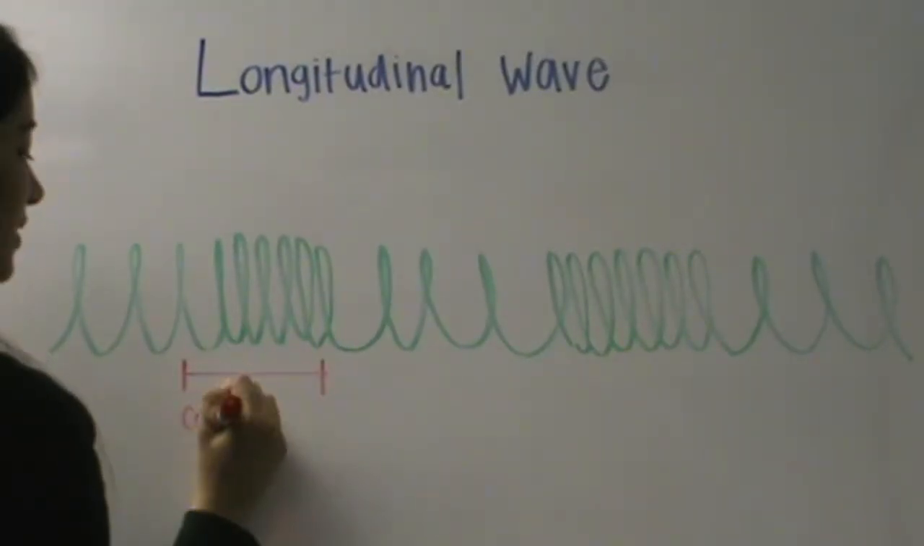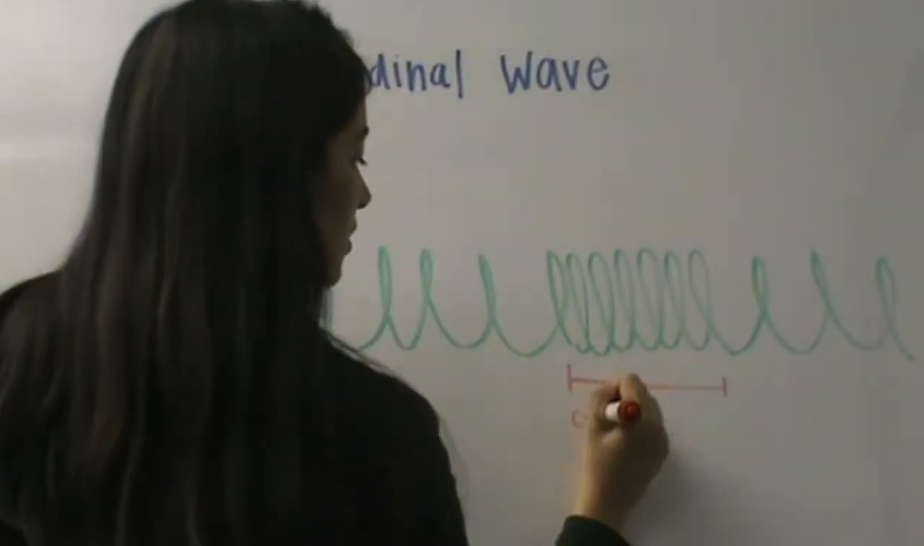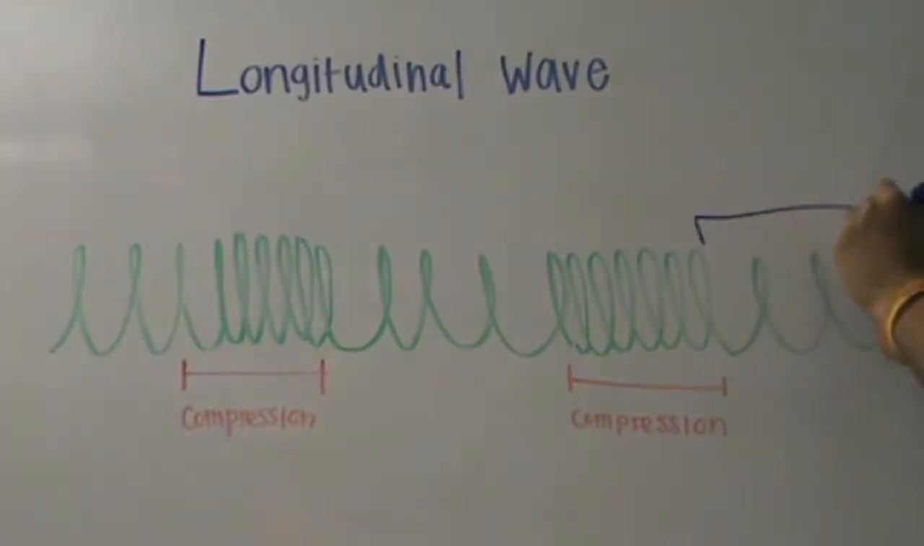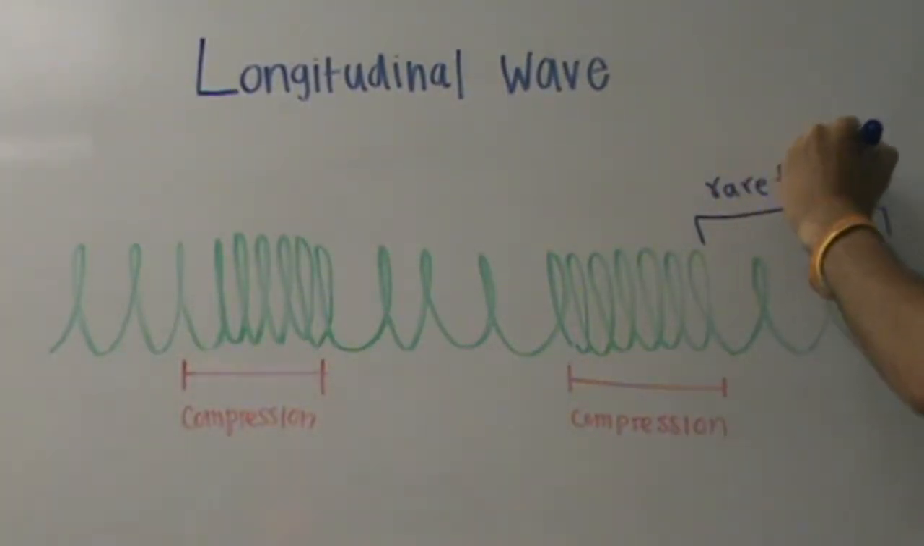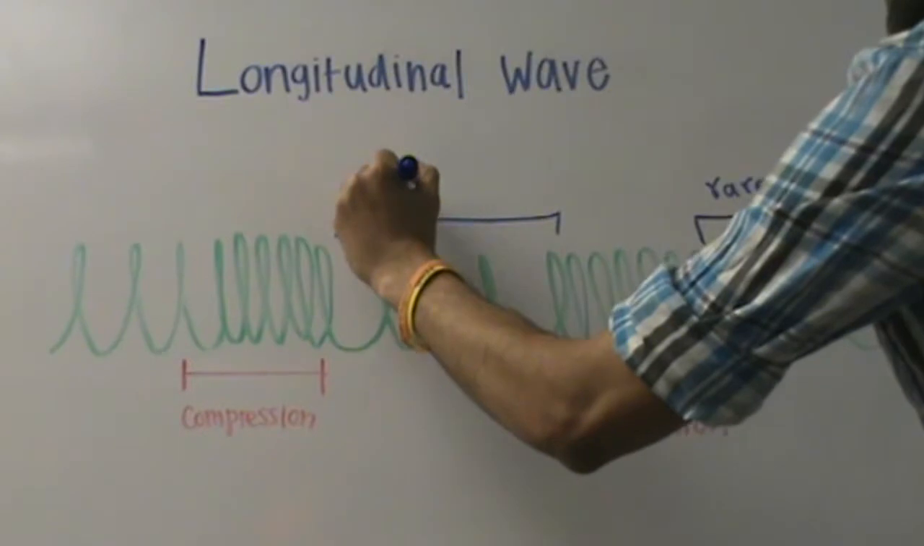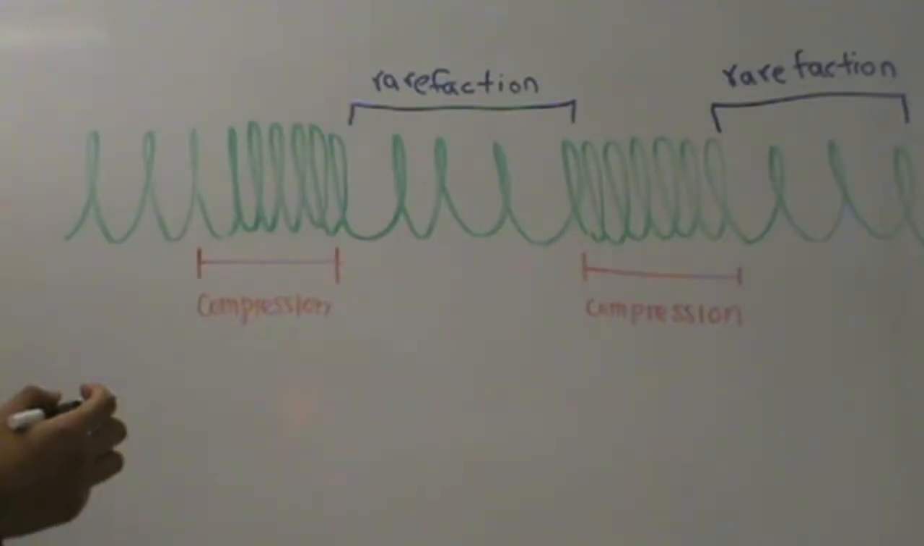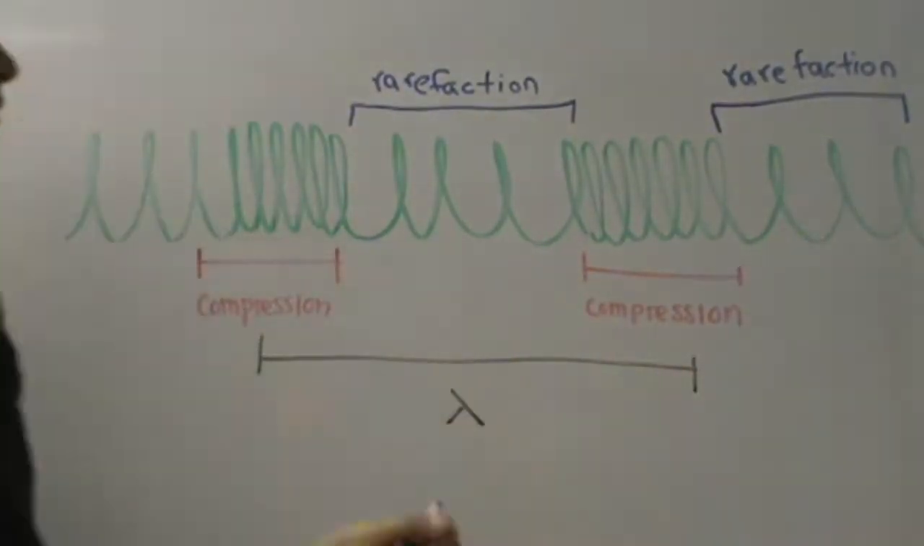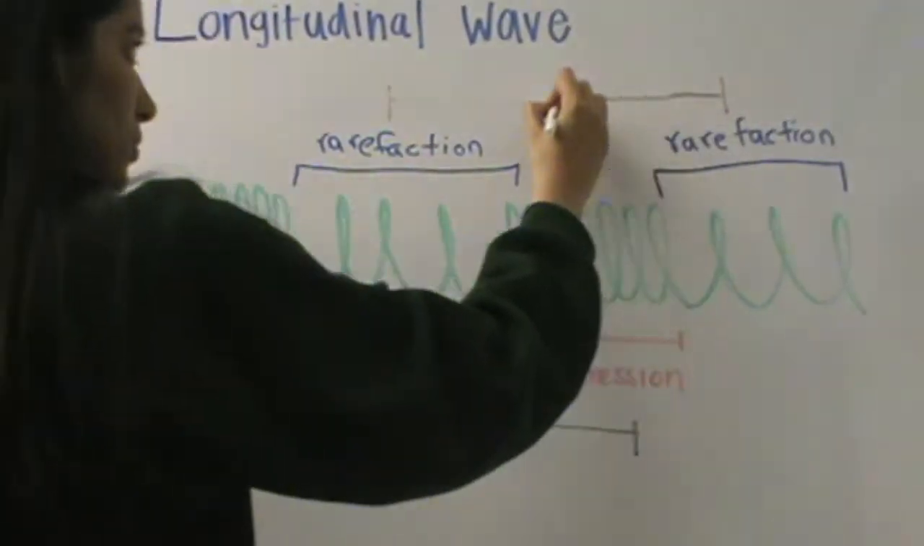Now let's go over the parts of a longitudinal wave. Compression occurs when the wave is pressed together. This is when the wave has maximum density. Rarefaction occurs when the wave is spread out. This is when the wave has minimum density. The distance between the two compressions is a wavelength.